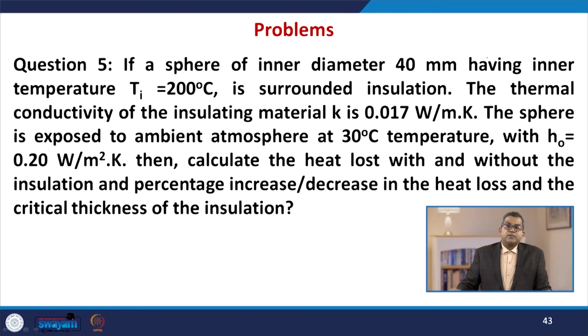Now a sphere of inner diameter 40 mm, having inner temperature Ti equal to 200 degrees Celsius, is surrounded by insulation. The thermal conductivity of the insulating material K is 0.017 watt per meter Kelvin, and the sphere is exposed to ambient atmosphere at 30 degrees Celsius with h0 equal to 0.20 watt per meter square Kelvin. You need to calculate the heat loss with and without the insulation, the percentage increase or decrease in the heat loss, and the critical thickness of the insulation. So let's solve this problem.